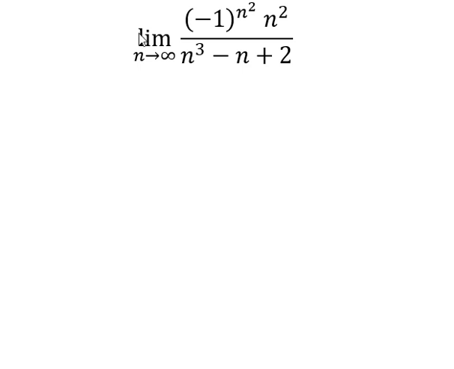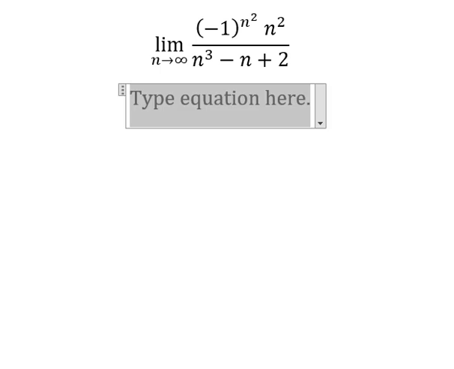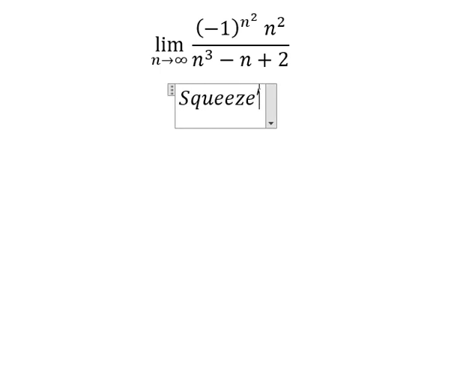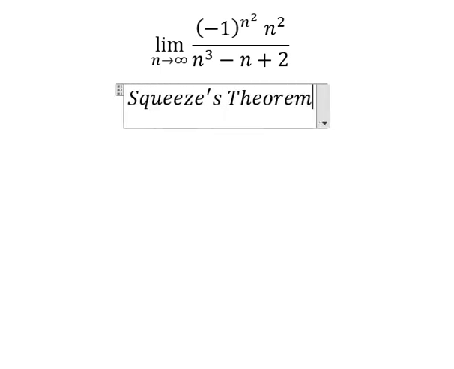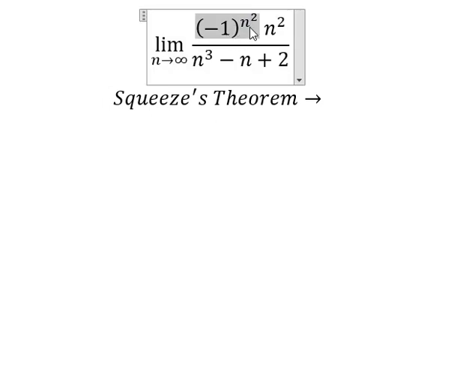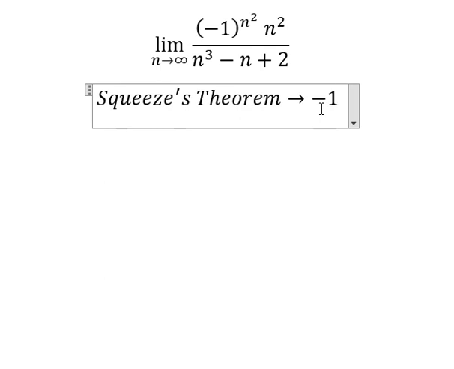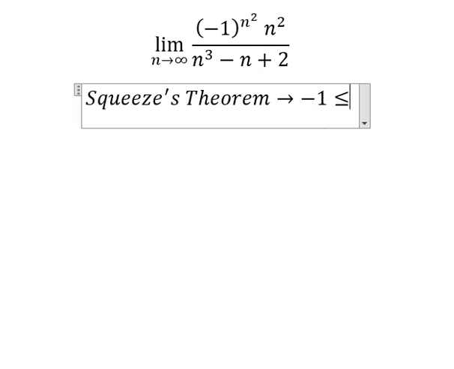So now I want to show you how to answer. In this one, we can use the squeeze theorem. So we know that for negative 1 to the power of n squared, they should belong from negative 1 to positive 1.